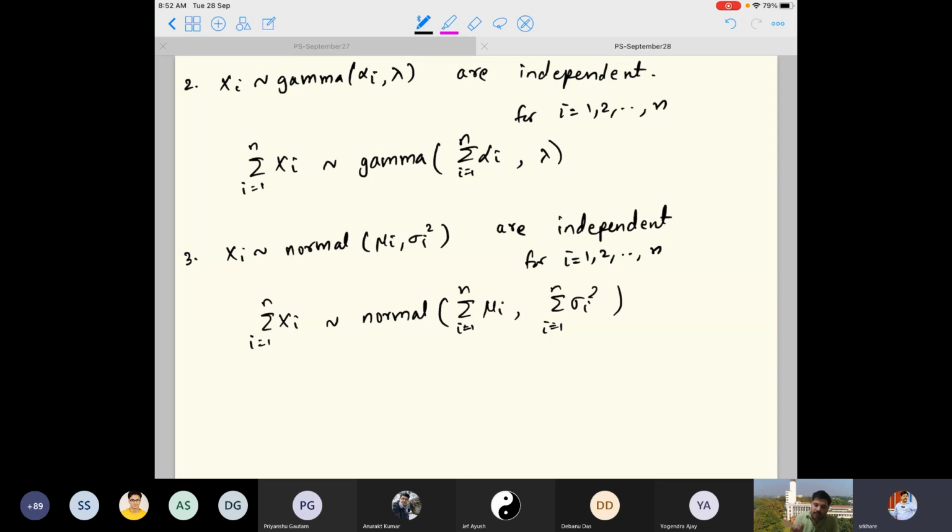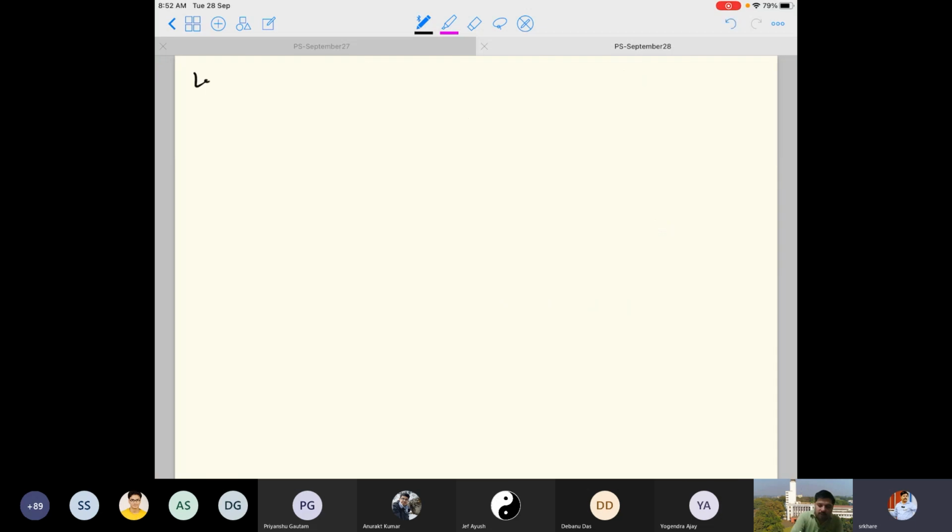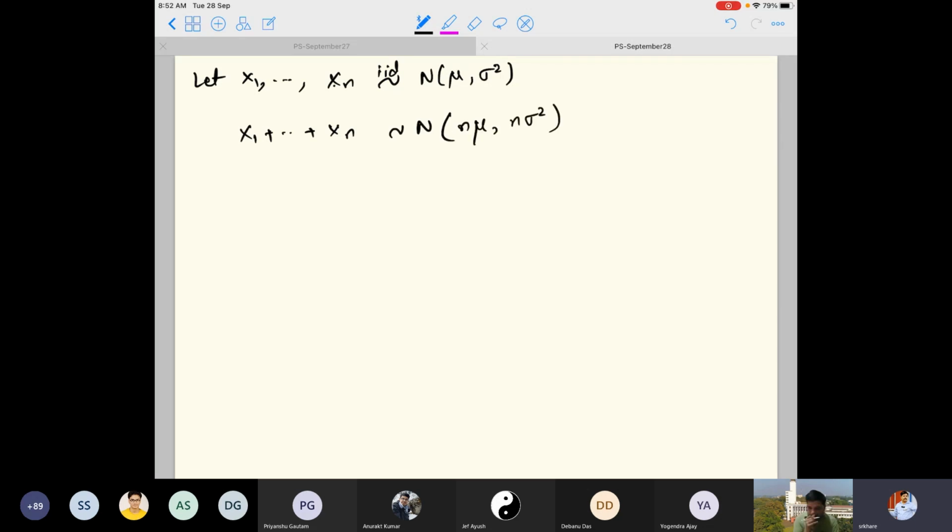Excellent. One thing that I wanted to talk about at this particular point is giving more focus to this number 3 point. So what is this number 3 point? Xi are normal, mu i, sigma i square. Let us explore this further. Let X1, X2, Xn be IID normal, mu, sigma square. So they are independent, identically distributed. Then you all know that X1 plus X2 plus Xn will follow normal with n mu and n sigma square. Is that right?